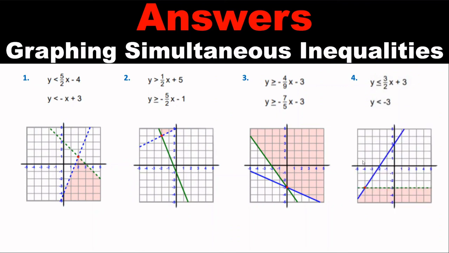For question 4, here we've got one horizontal line. Y is less than -3, so I've got a dotted line at where y is equal to -3, and I've shaded the part below it. And y is less than this positively sloping line with a y-intercept of 3 and a gradient of 3/2. Every time I go across 2, I go up 3. And again, I've shaded the region where y is below that line, so below that line here, below both lines.